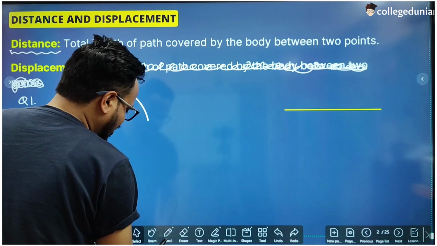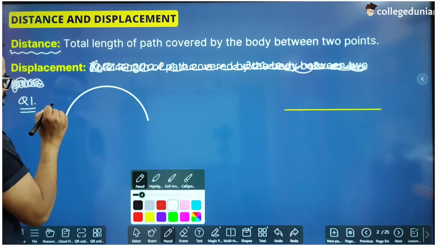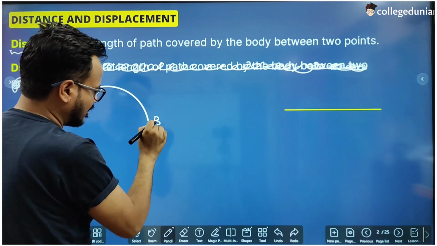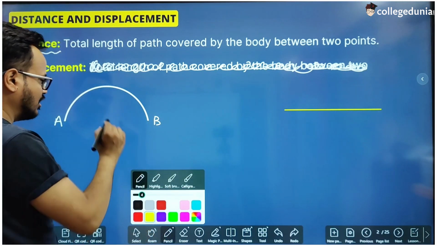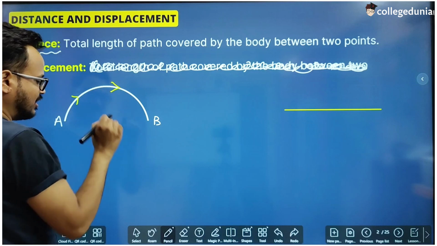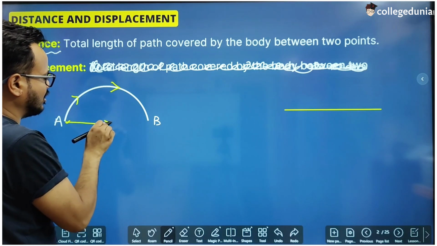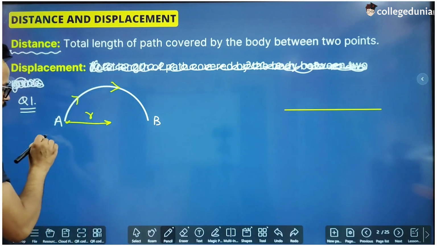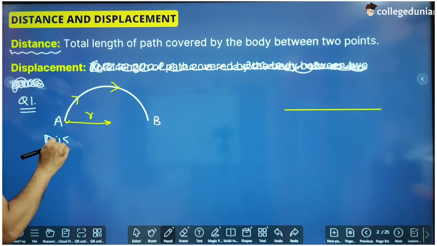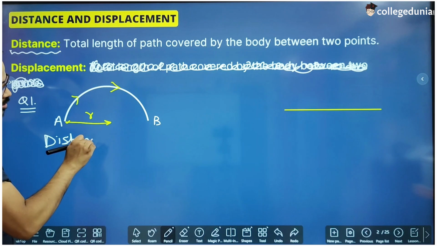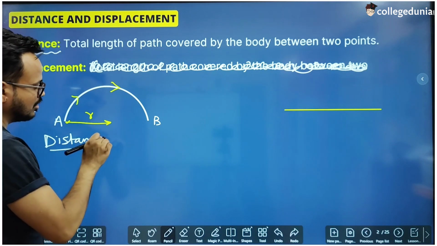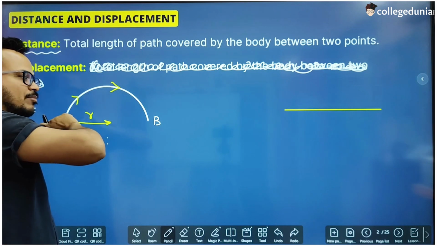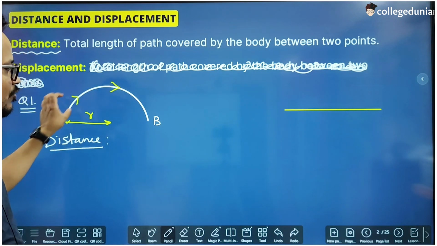So the body has started from A and the final position is B, and it is moving along this path, and suppose the radius of this circle is R. So what is the distance in this case? Distance of the body is what? Length of this, because the body is moving along this path, so the length of the path is the distance.